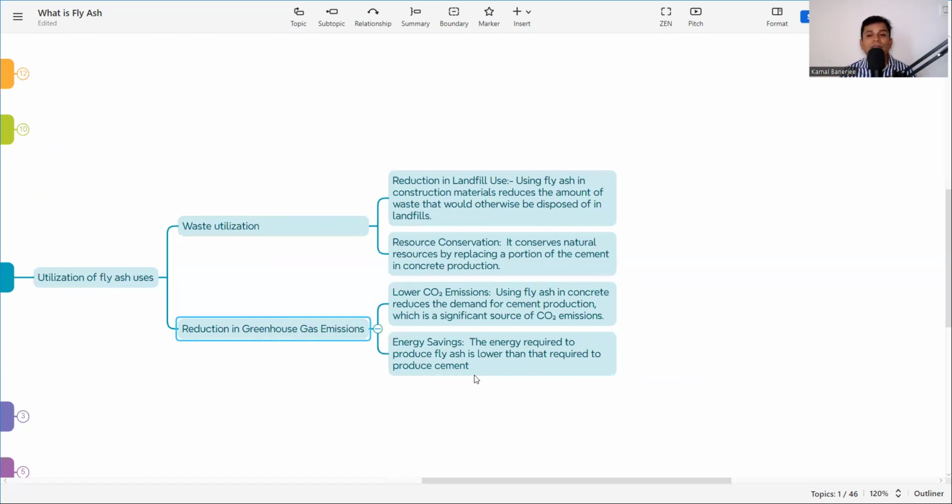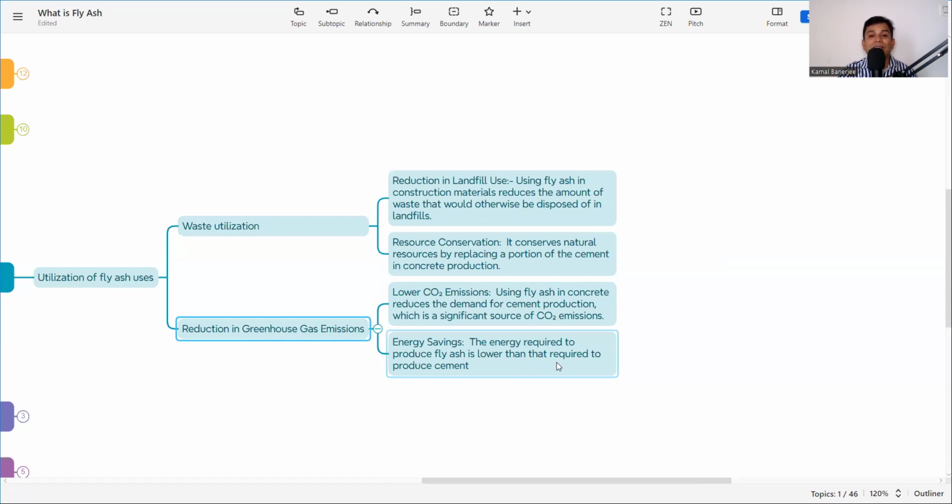So whenever we are using fly ash as a construction material as a replacement of cement, what will happen? The significant source of CO2 emission will be less. So in this way, we can lower the CO2 emission, which helps the quality of the environment or the air.